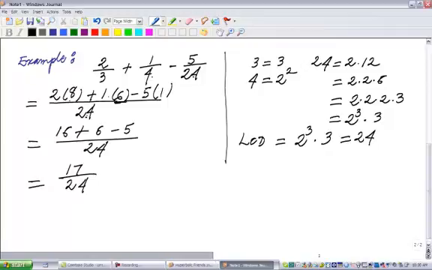Questions? How do you get the number 8, please? 8 is 24 divided by 3. 24 divided by 3 is 8. 24 divided by 4 is 6.